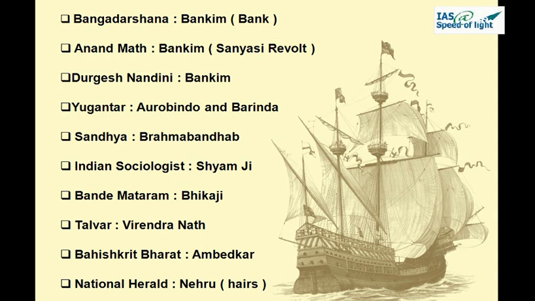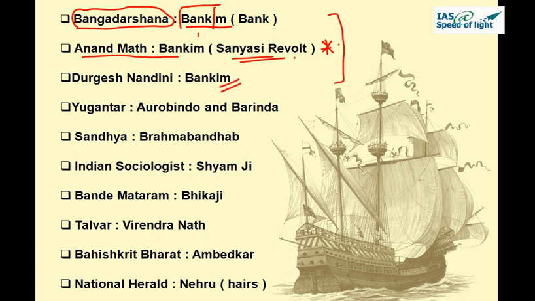Bangadarshan by Bankim Chattopadhyay. Bankim is bank. He is also an important personality. So Bankim Chandra Chattopadhyay, Bankim becomes bank. So you went to your bank and you saw Bangla people. There are so many Bangla people in the bank. Anandamath is an important novel written by Bankim Chandra Chattopadhyay, which talks about the Sannyasi revolution. Durgeshnandini, again by Bankim Chandra Chattopadhyay. So these three are very important, particularly Anandamath, where he depicts the Sannyasi revolution.